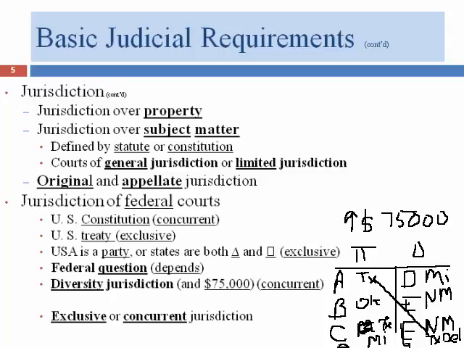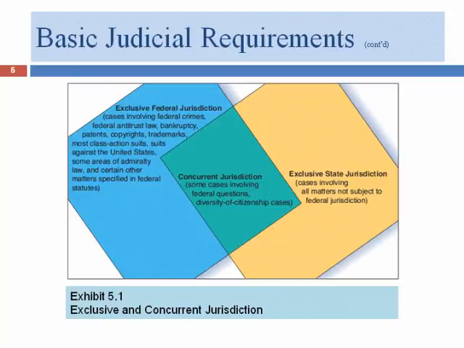When you have a federal statute at issue or federal question, it depends. You have to actually look at the statute. Sometimes the statute will give concurrent jurisdiction, so that the plaintiff can sue in either state or federal court. Sometimes it will be exclusive jurisdiction. The statute will say the plaintiff has to file in federal court. Diversity jurisdiction is one of these areas where there is concurrent jurisdiction. Even when there is complete diversity and the amount in controversy is over $75,000, the plaintiff can still elect to file his lawsuit in state court. So that's what exclusive and concurrent means.